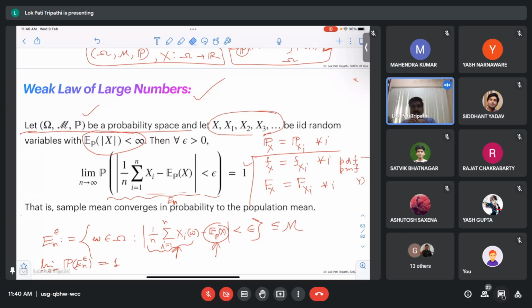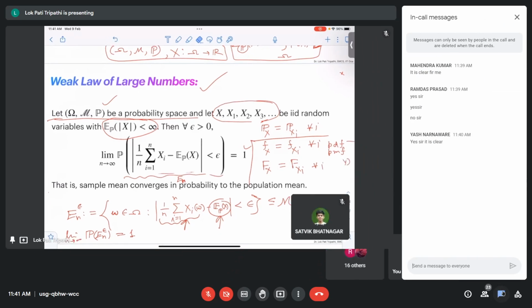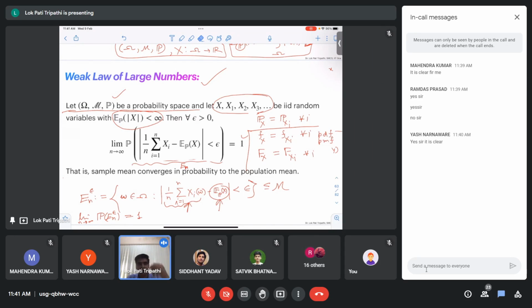For instance, suppose you toss a fair coin 5 times, and suppose all the 5 times you got head. What is your guess at the next toss? Anybody? You can write in the chat window. The question is, you have a fair coin, that is clear. The probability of occurrence of a head or tail is equal, it is 1 by 2.